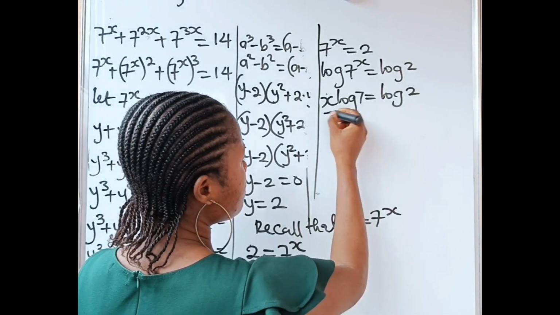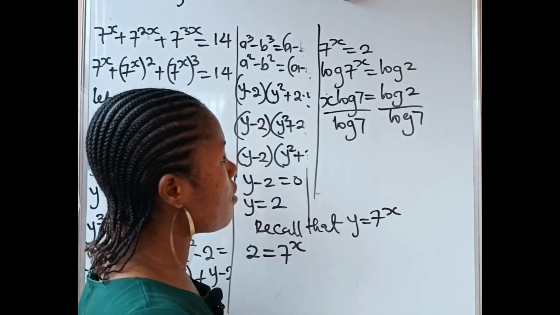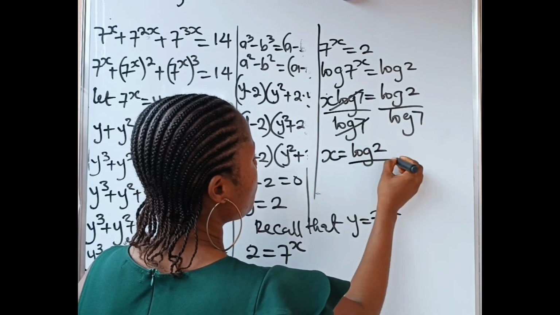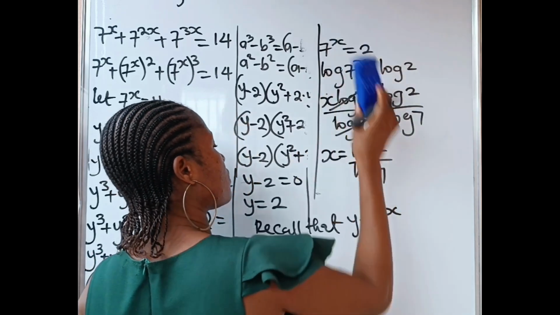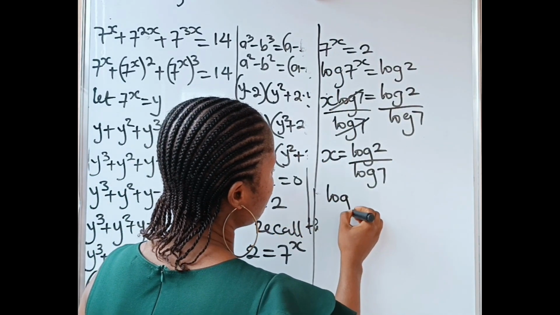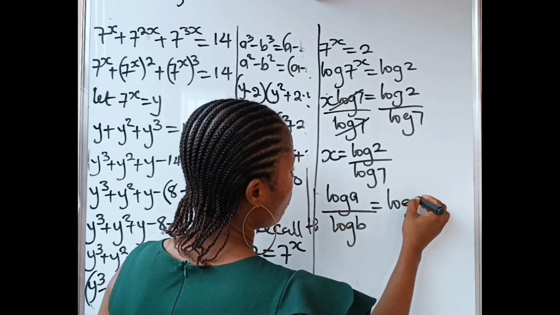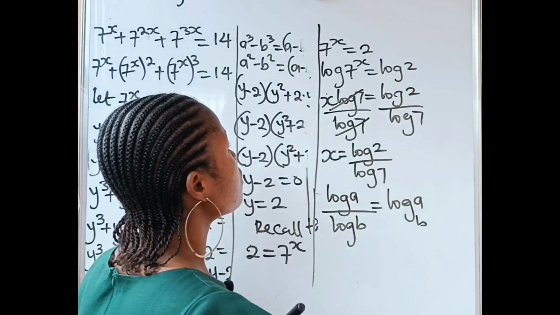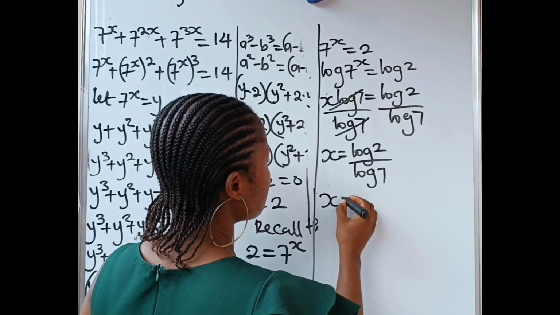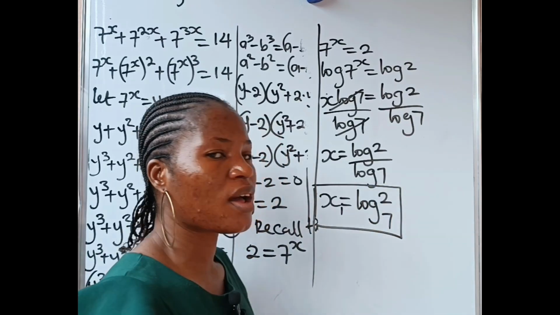To get the value of x, we divide through by log 7, so this cancels this. Our x is equal to log 2 divided by log 7. Now I want us to recall that when you have log a divided by log b, this is equal to log a base b. So we can rewrite this as x is equal to log 2 base 7. This is the first value of x.